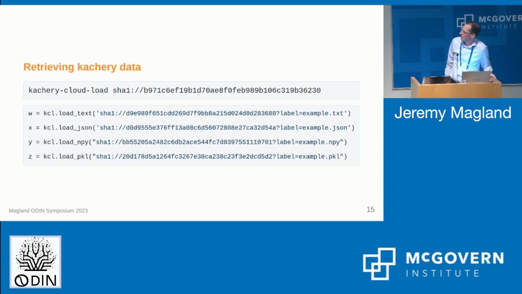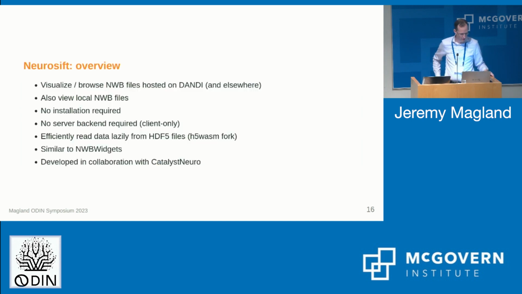So when you want to retrieve the data, you can do cachery cloud load from the command line, or from Python, you can do cachery cloud load JSON, load text, et cetera. And this is the underlying system behind FigURL.